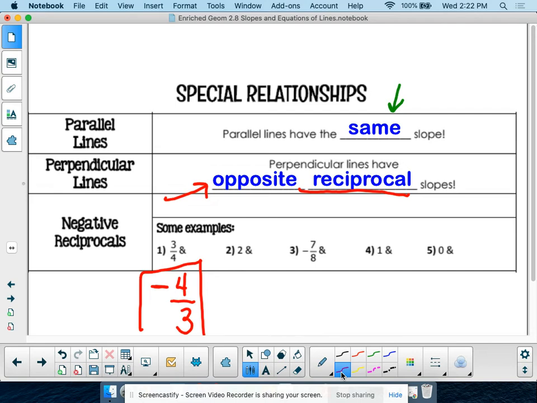Remember that 2 is really over 1, right? So now it's quite easy to find the opposite reciprocal of this. 2 over 1 is positive, so I want negative. If I flip that fraction, I'm going to get 1 over 2. Next, -7 over 8. Well, I'm going to take the opposite of a negative number, which is positive. Now flip your fraction, 8 over 7.